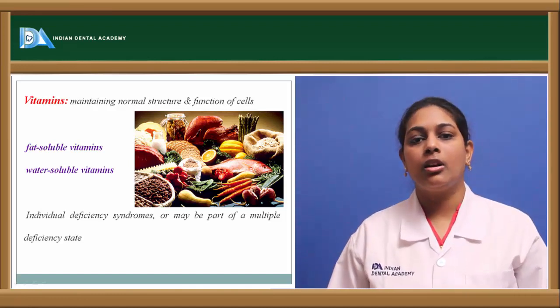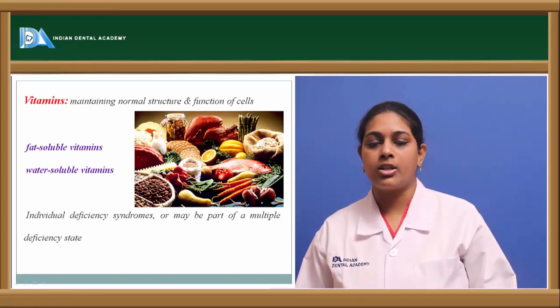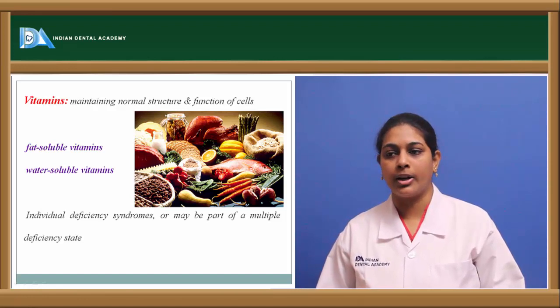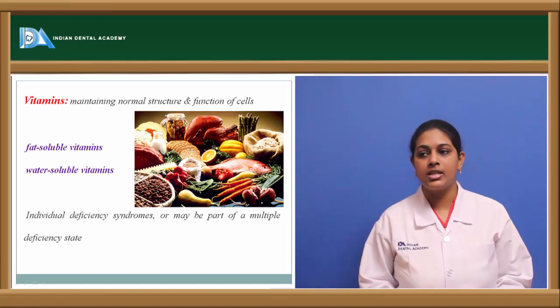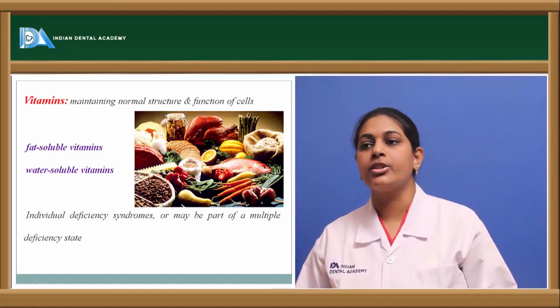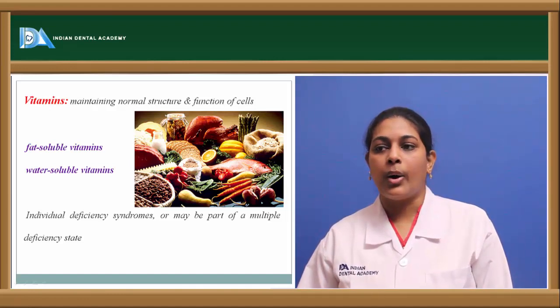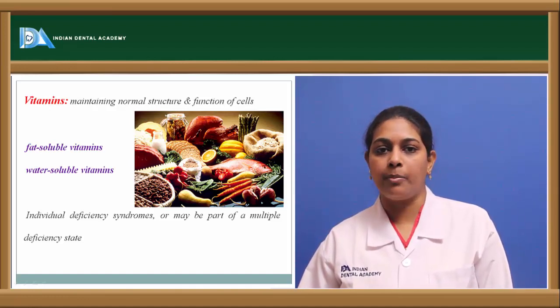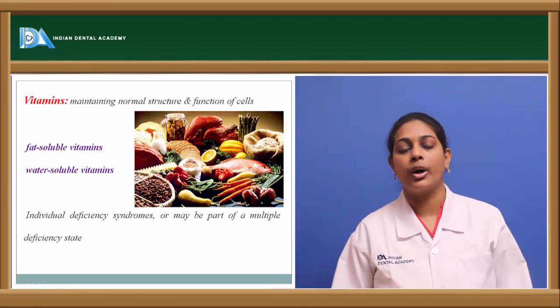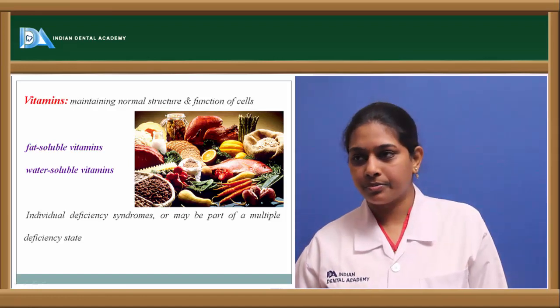So they help in maintaining the normal structure as well as functions of the cells, and these vitamins are broadly classified into fat soluble vitamins and water soluble vitamins. So any individual deficiency syndromes or otherwise multiple deficiency state is usually because of these vitamins. Among them, the water soluble vitamins are the vitamin A, D, E and K, whereas the fat soluble vitamins are the vitamin C and vitamin B and the complex of the vitamin. Other than that, there are even certain vitamins which have been recently introduced, they are the choline, biotin and flavonoids.